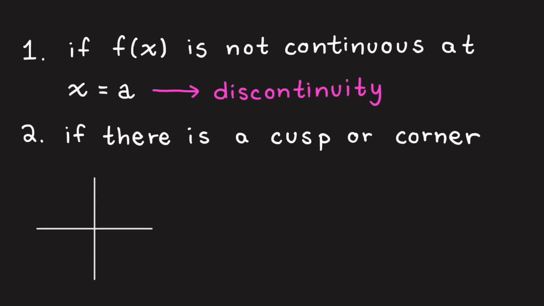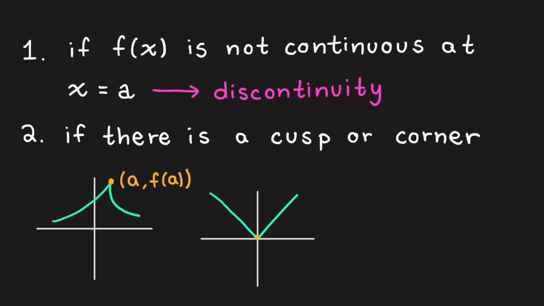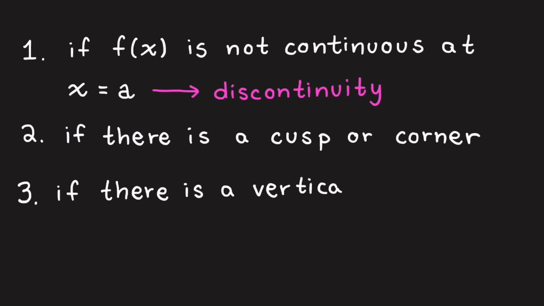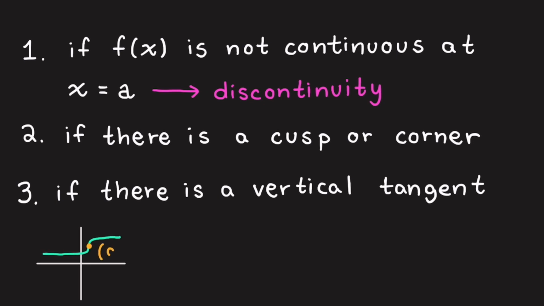A common place where we see corners is absolute value functions. The graph is increasing or decreasing, and then it immediately switches to the latter at a specific point, and it creates this sharp corner. Both of these functions are not differentiable at the a values. The third situation is if the tangent line to that point is vertical, which means it goes up and down. This is not to be confused with when the derivative equals 0 and the tangent line is horizontal.